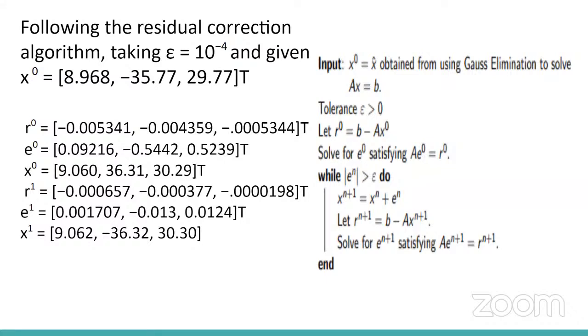Now, the first algorithm says impute X naught to be equal to X cap obtained from using the Gaussian elimination solution, right? Now, AX equals B. Where did you get that X from? AX equals B, line 2. Okay, that is just the normal system of linear equations. That's how it is going to look.